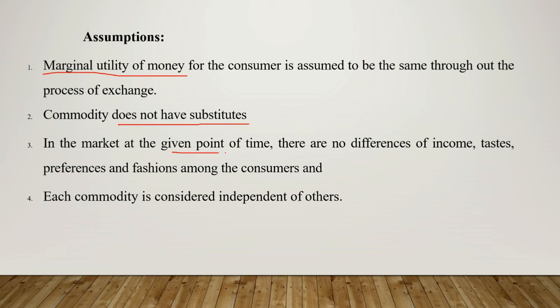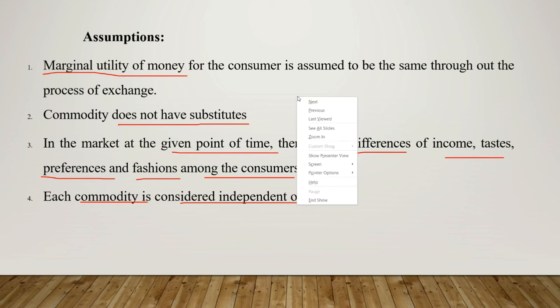At a given point of time, there are no changes in the incomes, tastes, habits, preferences, and fashions among the consumers. Each commodity is independent of others. That is, it is not dependent on other commodities.